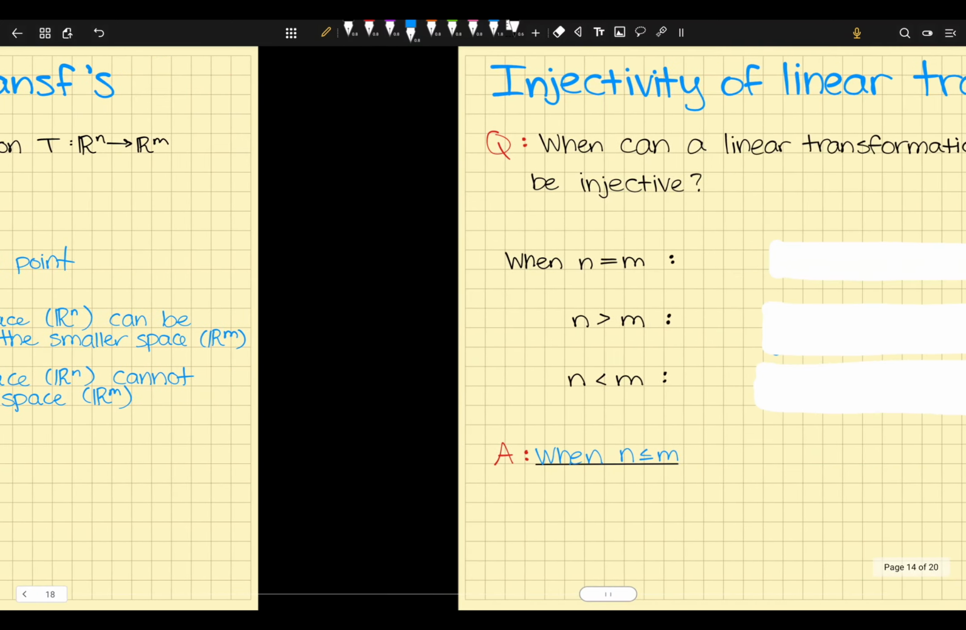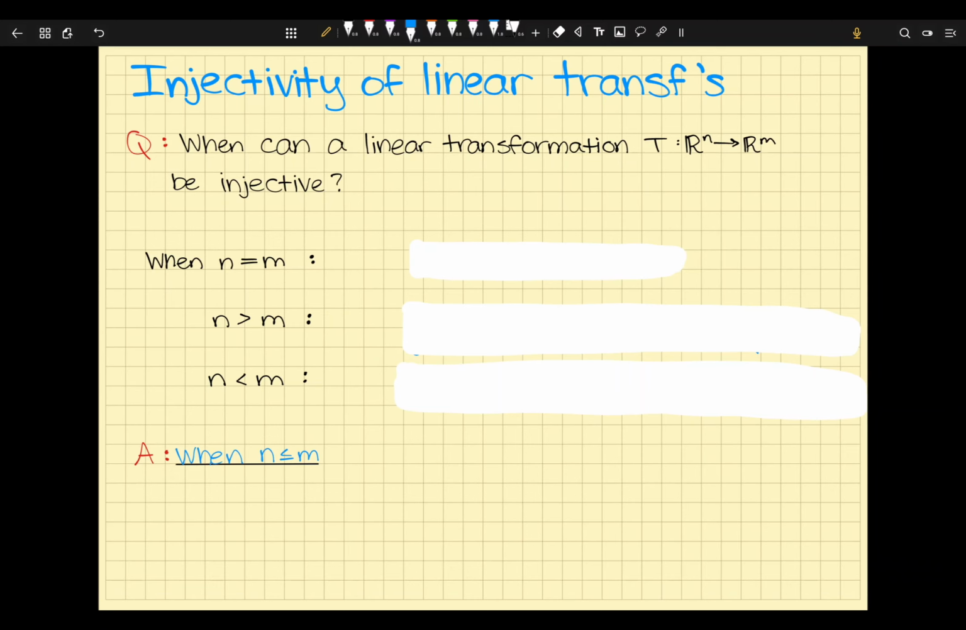Now let's think about injectivity. So when can a linear transformation T from Rn to Rm be injective? So let's think about first when n is equal to m. And, well, we can actually think about our previous example of just scaling points. If all our function does is take points in Rn and scale them, well, no two points are going to map to the same point. And so, yes, this could be injective. And I've used the same example.